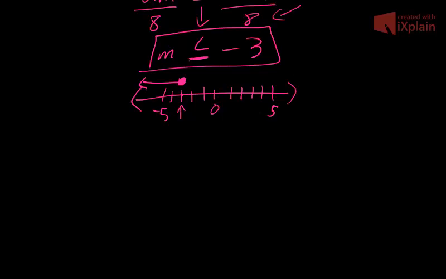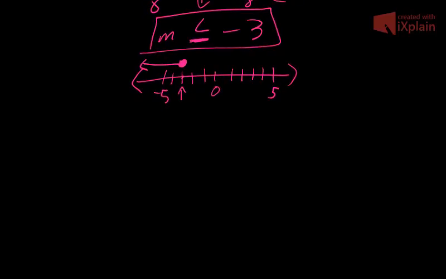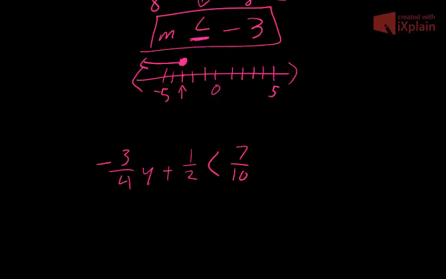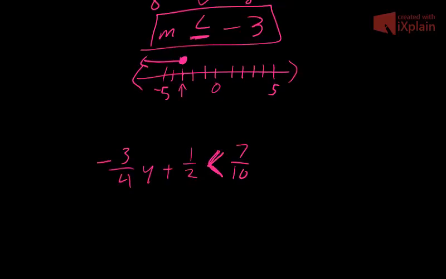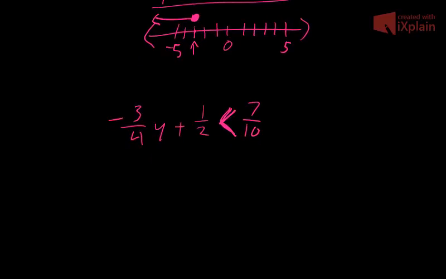Let's find a little bit of a harder problem to work on. So if I have, let's do negative 3/4 y plus 1/2 is less than 7/10. So there's a lot of fractions here, a lot of stuff going on. But I wanted to do this problem just to prove to y'all that we can do this the exact same way we do normal equations. So when I see all these fractions, I don't like them. I want to get rid of them.